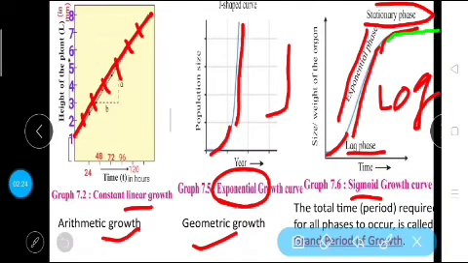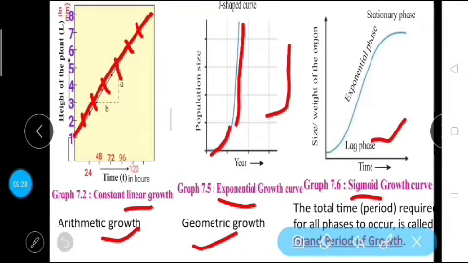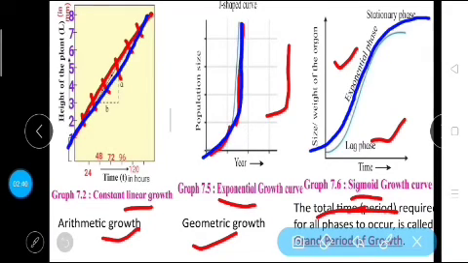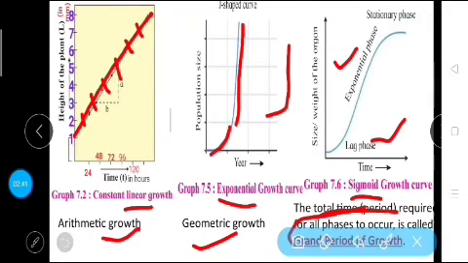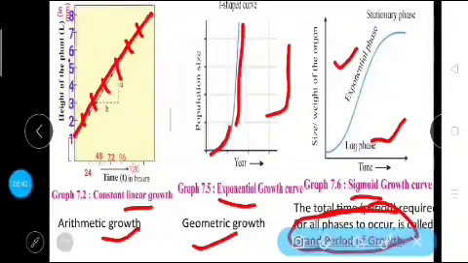So in the sigmoid graph, three phases occur: lag phase, exponential or log phase, and stationary phase. The total time period required for all these three phases is called the grand period of growth. Remember this, grand period of growth means what? The total time period where all these phases occur.